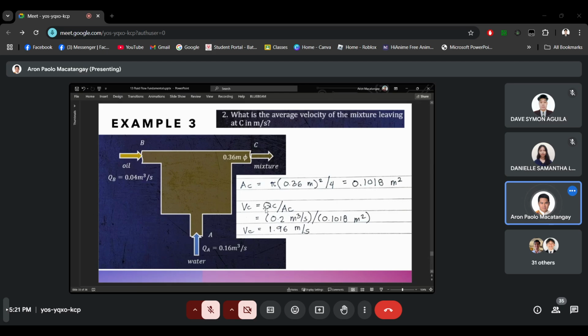Be sure that the subscripts are the same. So Q over A: Q is 0.2 cubic meters per second over A, which is 0.1018 meters squared. You will get a velocity value of 1.96 meters per second.